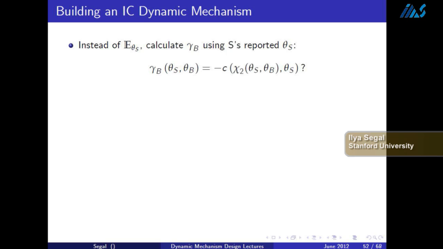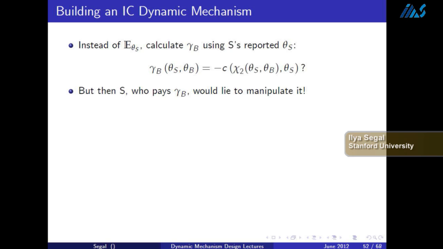But now that will change the seller's incentives, because you calculated based on the seller's report. So it now depends on the seller's report, and the seller will have an incentive to misreport to manipulate this term. Okay, so how do we solve this problem?